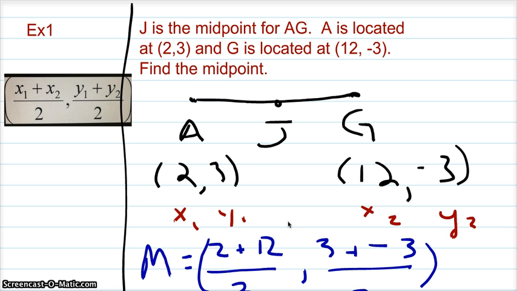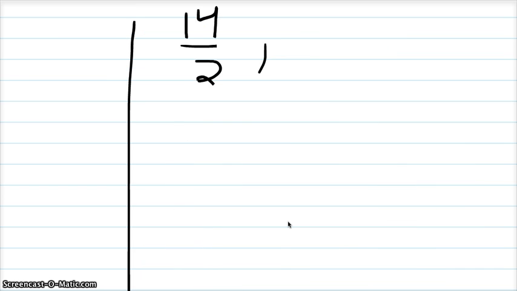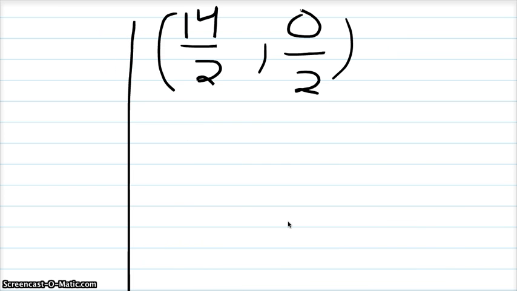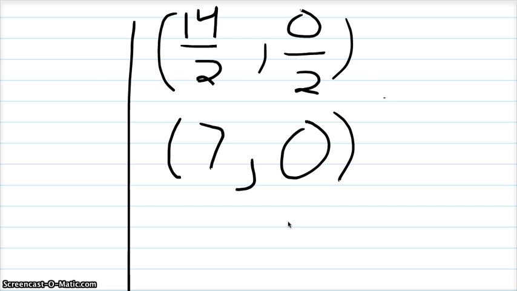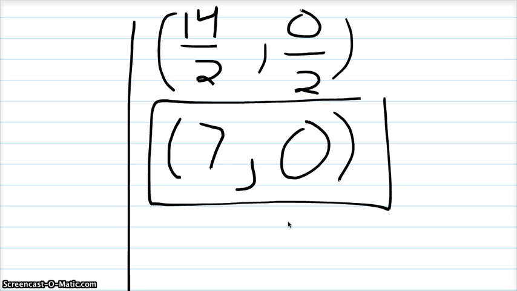Alright, so we have 2 plus 12 divided by 2, so that'll be 14 divided by 2, comma, and then we have 3 plus negative 3 divided by 2, so we have 0 divided by 2. 14 divided by 2 would leave us with 7. 0 divided by 2 would leave us with 0. And that would be my final answer.